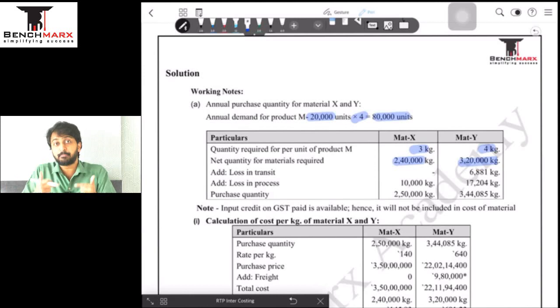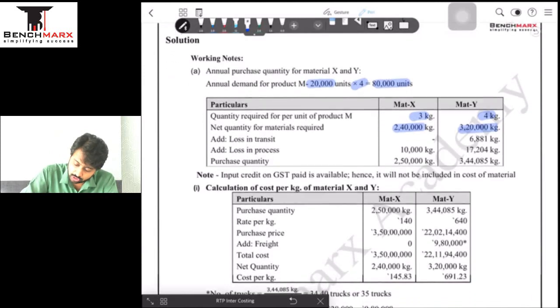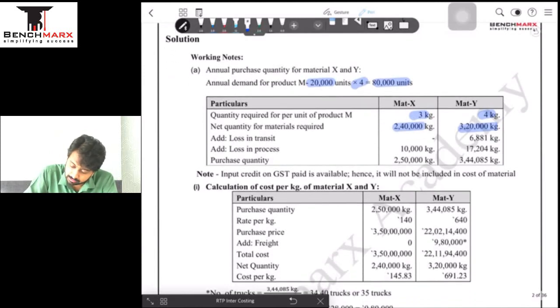And this has to be post loss, which means I need to gross this up to get my gross number. Why do I need the gross number? Because based on the gross number, I'm going to get the number of trucks required to get those interstate materials. Okay, as I said, the ICAI has not given the split of how 6881 and 17204 came, but you people can try it on the calculator.